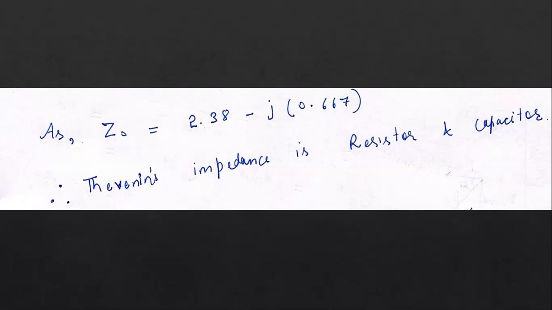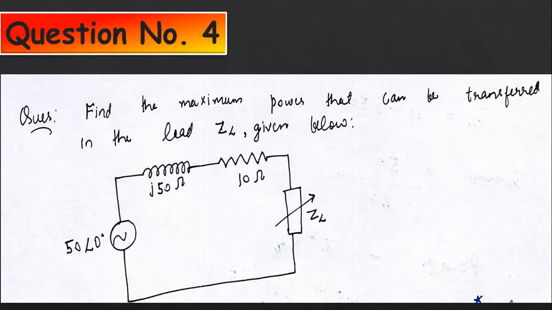Now we move on to the next numerical. In this numerical, we have to find the maximum power that can be transferred in the load ZL. So this circuit is given. In this, voltage source is 50 at an angle of 0 degrees. Inductance is j 50 and the resistance is 10 ohm.